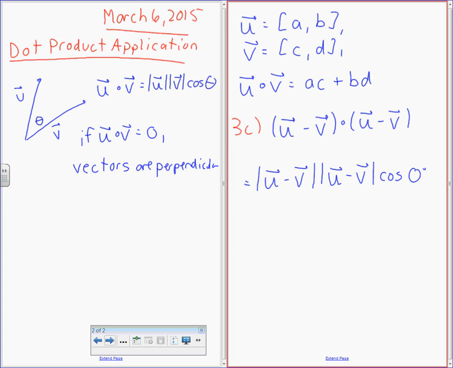Can someone please think back to the unit circle days? What does cos of 0 equal? Thank you. One person in the class understands trig. This is going to be painful when you get to trig. I didn't mean to say it like that, okay. So this is equal to the magnitude of U minus V.